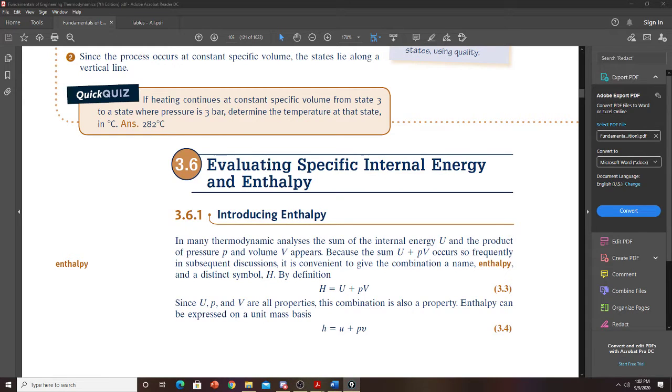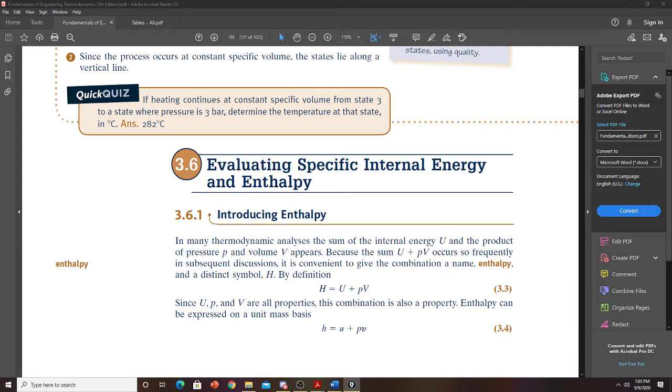So enthalpy is another... Think of it as internal energy. It's sort of like internal energy. It has the same units as internal energy, except that enthalpy is an additional part of internal energy. So, for example, you can just see it right here: enthalpy, H, is equal to U plus PV, and H is enthalpy. So it's internal energy plus pressure times volume.